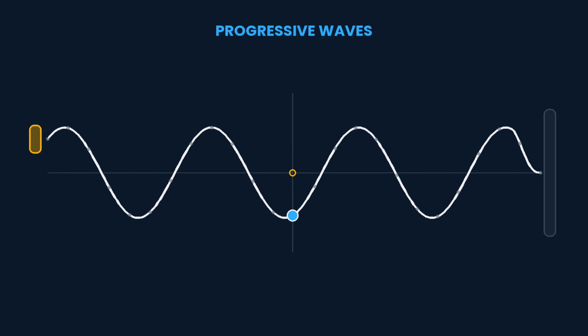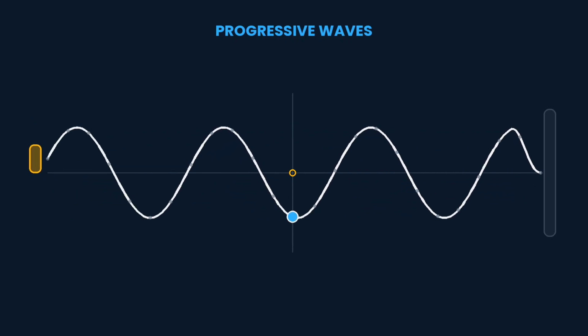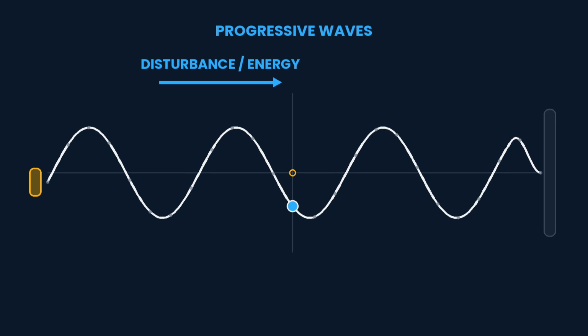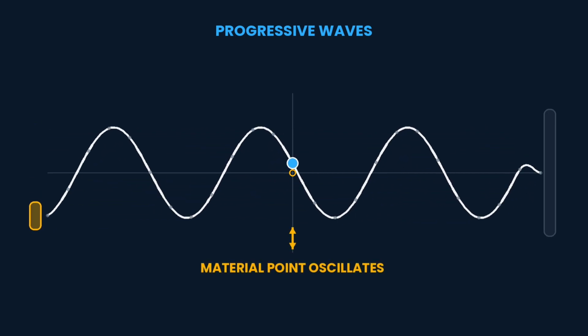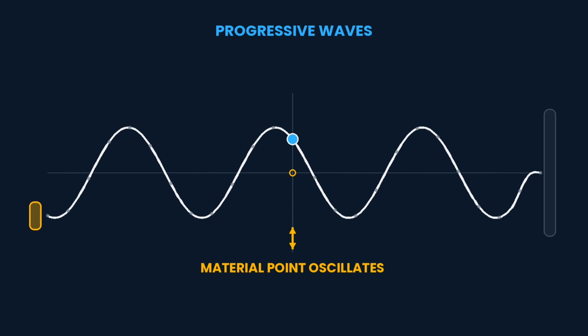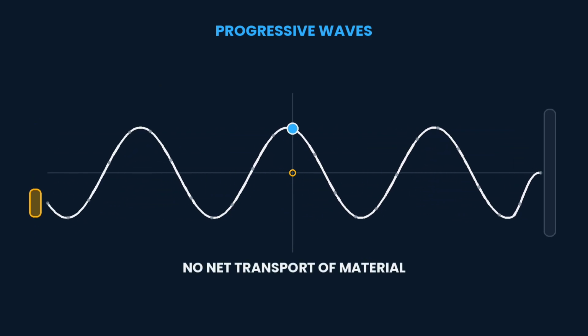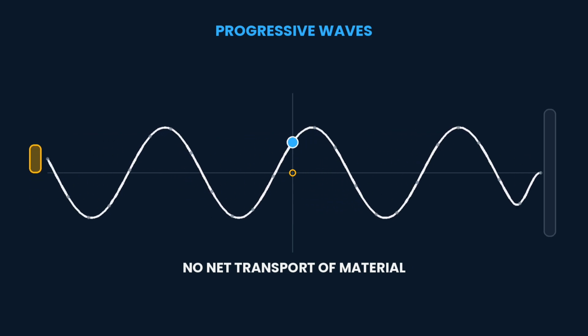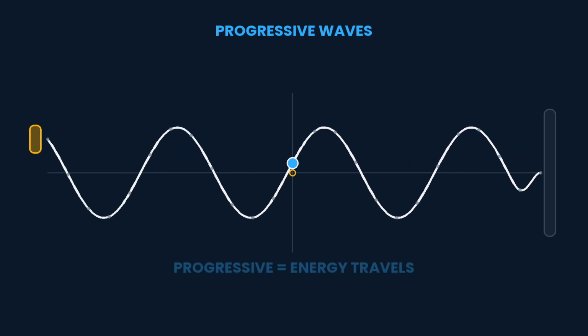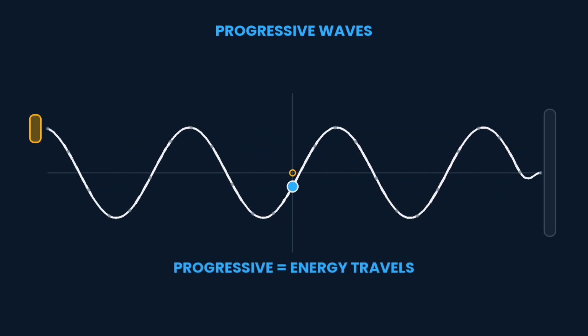Watch the marked point on this stretched spring. A wave travels to the right, but the marked point does not travel with it. It oscillates about its equilibrium position and returns to where it started. The disturbance travels, but there is no net transport of material with the wave in this ideal model. This is a progressive or travelling wave.